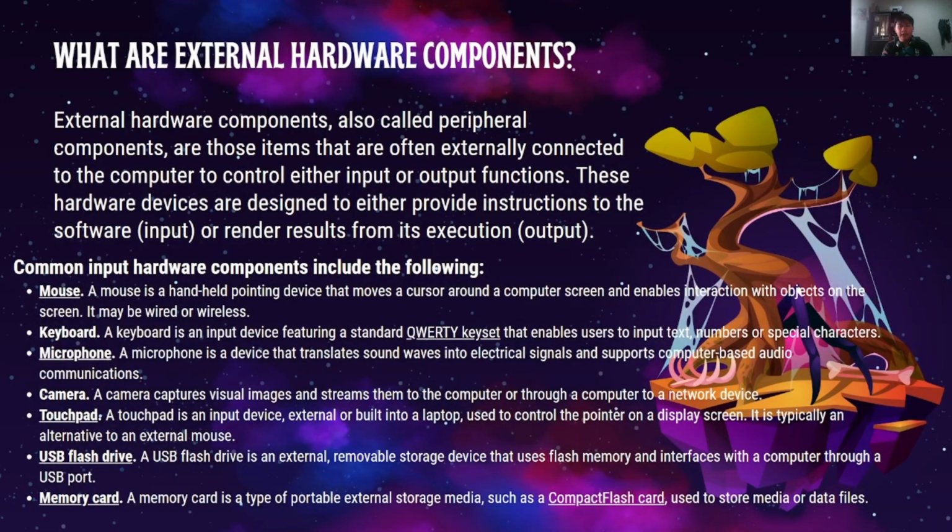What are external hardware components? External hardware components, also called peripheral components, are items that are often externally connected to the computer to control either input or output function. These hardware devices are designed to either provide instruction to the software on input or render results from its execution on output. Common input hardware components include the following.